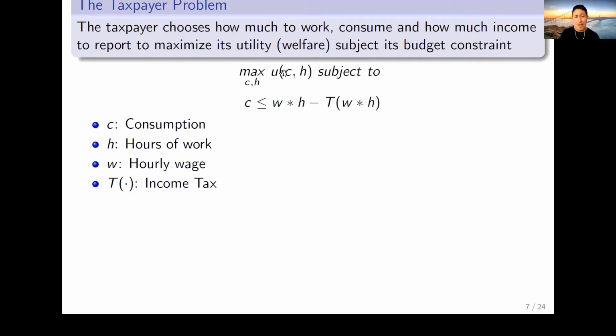this household is maximizing its utility U, which is a function of consumption C and the hours of work H, subject to the budget constraint that says its consumption cannot be larger than its income, which is just its hourly wage times the number of hours that this taxpayer works, minus the income tax, which is this T here. It's a function of the income that the taxpayer earns, right? So that's basically, once again, the hourly wage times the number of hours of work.